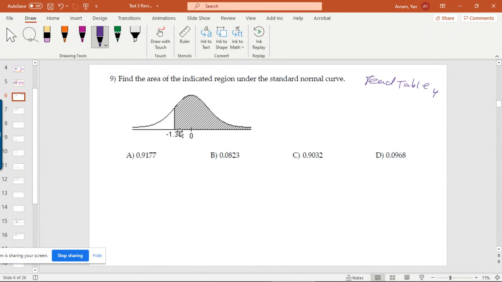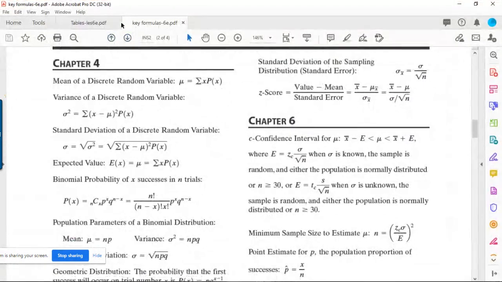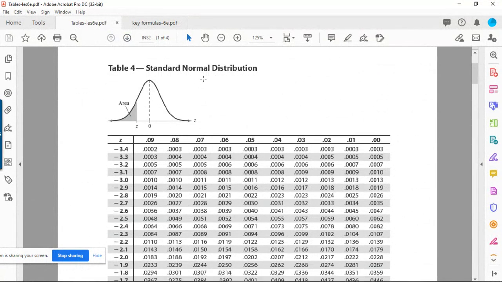So this is a Z-score. Remember, the Z-score in the middle of the bell curve is 0. To the right is positive, to the left is negative. All right, so we need to read this table in here, table 4, the standard normal distribution. If you look at this table, every time you read it, it indicates the area on the left-hand side. So this is your key here.